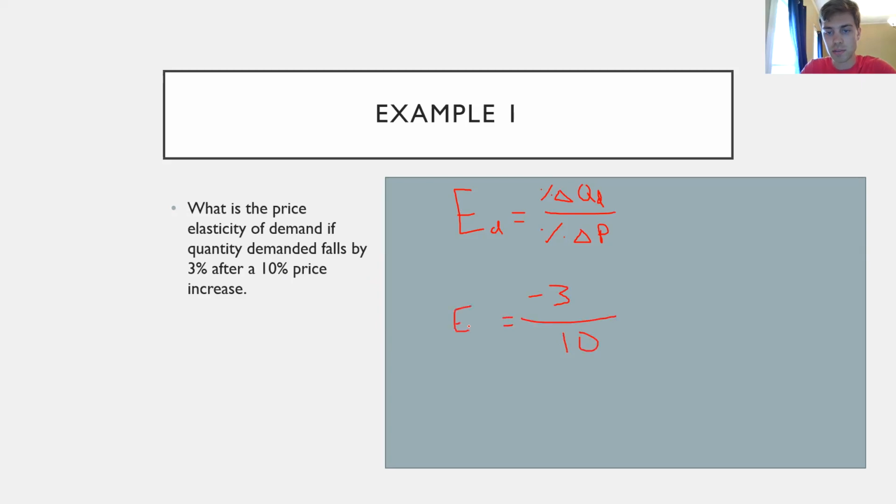So our elasticity of demand is -3 over 10, or -0.3. Because demand curves slope downward, we should always get a negative elasticity of demand in general. Sometimes elasticity of demand is written in terms of absolute value, so that would be the case if you see a positive elasticity of demand.